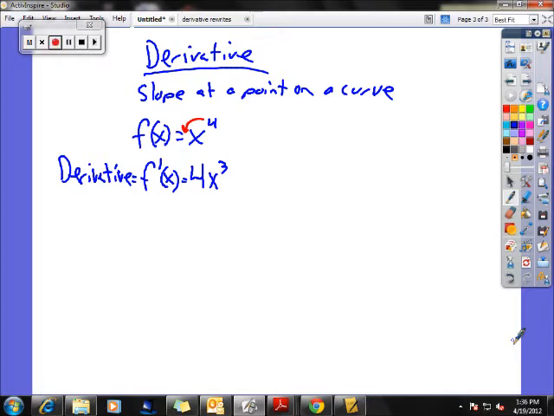Okay. So what were the other homework problems? F of x equals 3x squared plus 2x minus 1.